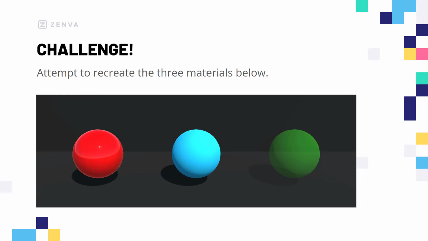Now, as a bit of a challenge, I want you to go ahead and attempt to recreate the 3 materials as seen below. We have a red sphere, which is quite reflective. We have a rough blue sphere, and we then have a green translucent sphere. So have a go at recreating those inside of Unity, and I'll see how you've done in the next lesson where we'll go over the solution.